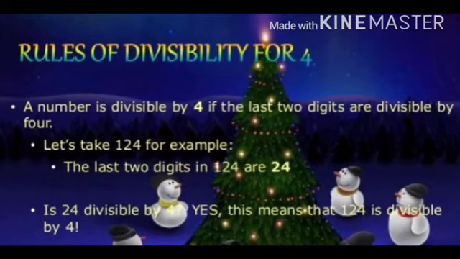Rule of divisibility for 4. A number is divisible by 4 if the last two digits are divisible by 4. Let us take 124 for example. The last two digits are 24, and is 24 divisible by 4? Yes, it means the whole number is divisible by 4.